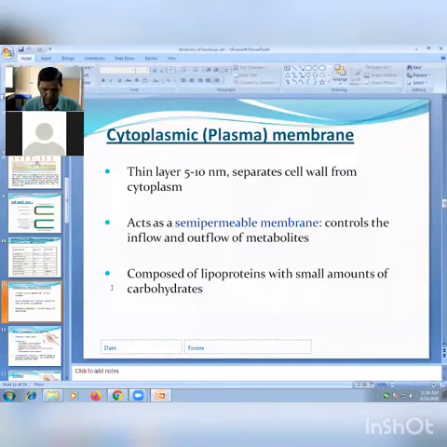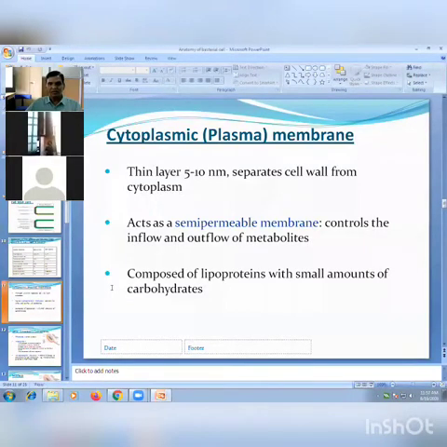So the unity is the same. That's why the functions of cell membranes are also the same in bacteria, animals or plants. The first function is it acts as a semi-permeable membrane, controlling the inflow and outflow of metabolites. It helps in the transportation of nutrients from outside to inside and waste material from inside to outside. For this transportation, an enzyme is responsible, and the name of that enzyme is permease. The enzyme permease is responsible for the transportation of these micronutrients.